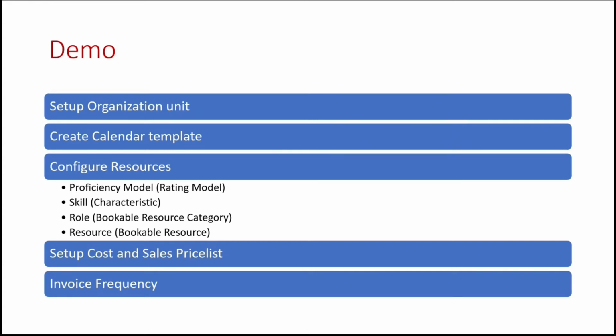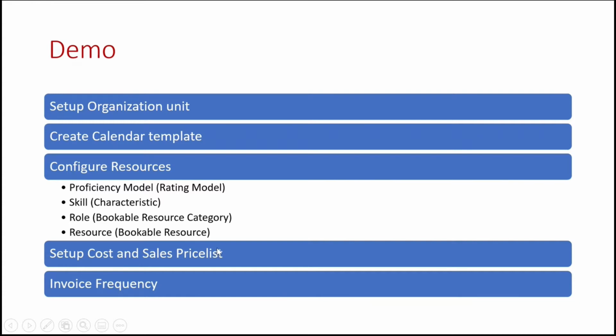Initially we will be discussing the configuration part. We will check how to set up the organization unit and the calendar template, and how we can configure resources. Before configuring resources, we need to have a proficiency model, skill, and role, and then we will configure a resource. And then we will see how the sale and the cost price list works.